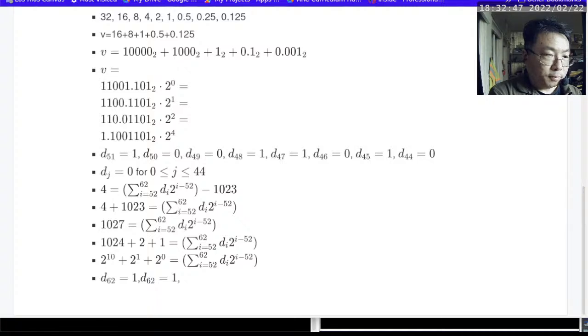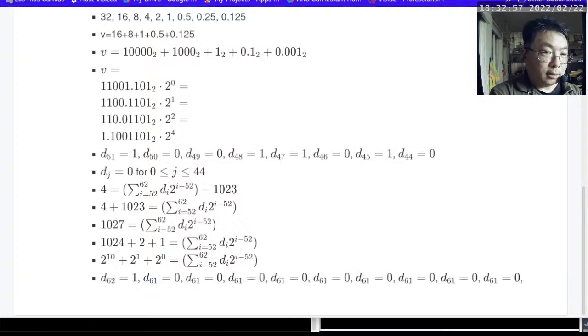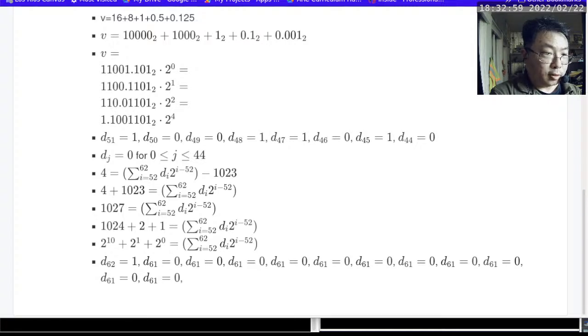There we go. The next one is 0. We don't need any 2 to the power of 9. And the rest, I mean, yes, this one is going to get a little boring. The 60 is 0. 59 is going to be a 0. And 58 is going to be a 0.